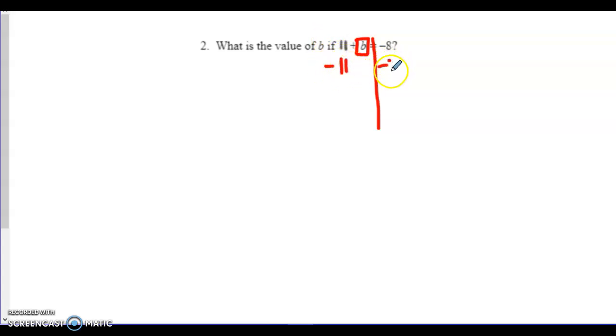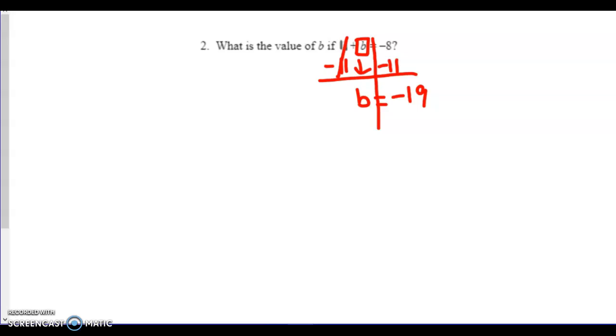And whatever we do to one side, we have to make sure we do to the other side. 11 take away 11 equals 0. So we can just cancel that. Bring the b straight down. And negative 8 minus 11 is going to be a negative 19.